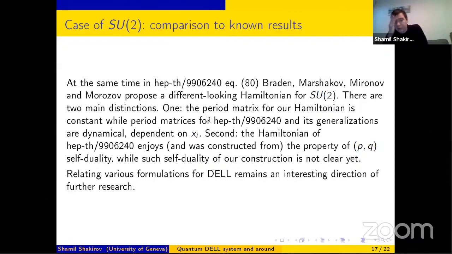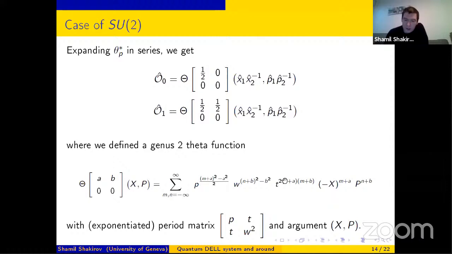But if you think about the modular parameter of the torus as an example of a period matrix, that parameter was dynamical in that paper. It was dependent on the coordinate. And then there are further, more recent generalizations, which consider SU(N) DELL systems with dynamical period matrices as well. And our approach is kind of orthogonal to all of these in the sense that we always have constant period matrices.